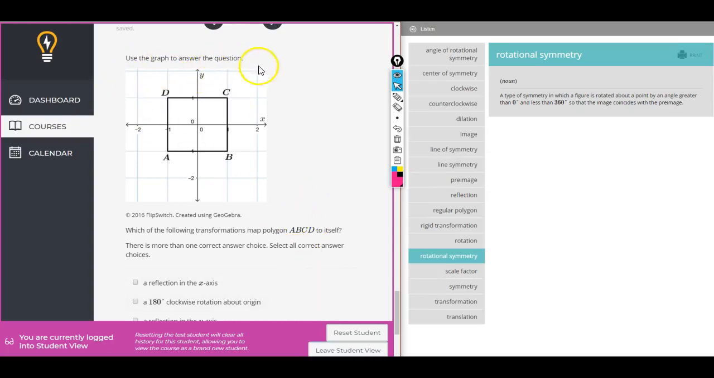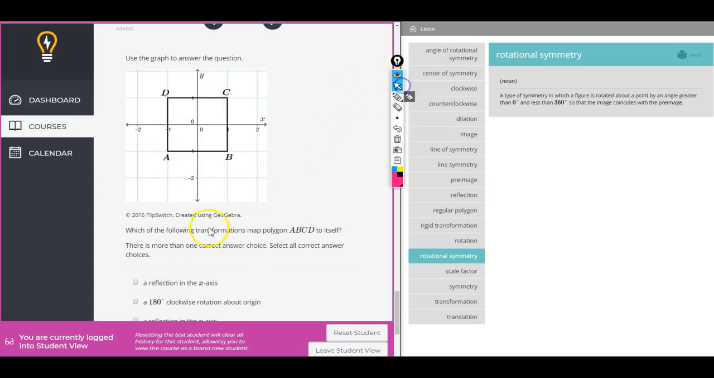So use the graph to answer the question: which of the following transformations map polygon ABCD to itself? There's more than one correct answer choice. Select all correct answer choices. Okay, so mapping it back onto itself means that this image just ends up being right here and not somewhere like over here. That's not mapping it back onto itself. So if the image can just be recreated right back on here.